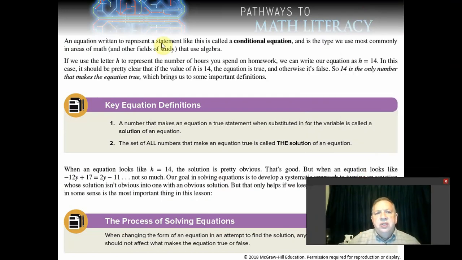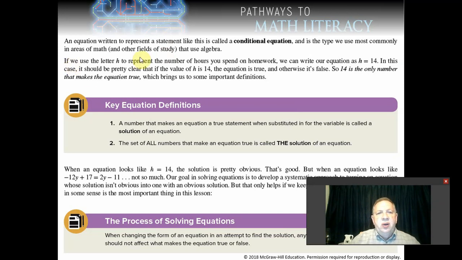An equation written to represent a statement like this is called a conditional equation, and is the type we most commonly use in areas of math and other fields of study that use algebra. Algebra is just the manipulation of abstract numbers. We don't know what they are, but we can add them, subtract them, multiply them, and then later on when we find out what that number is for x, we can solve it. All of the other things we treat just like the number was already there, but we're just not going to do that last step.